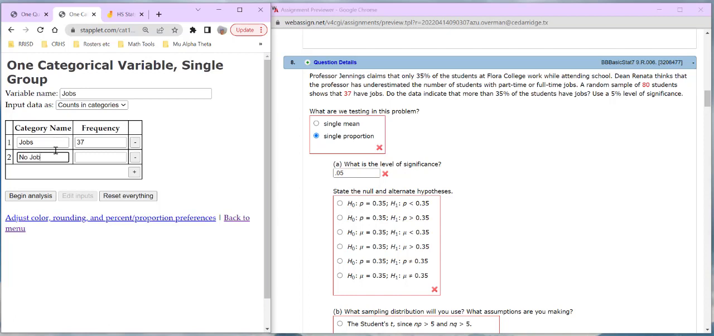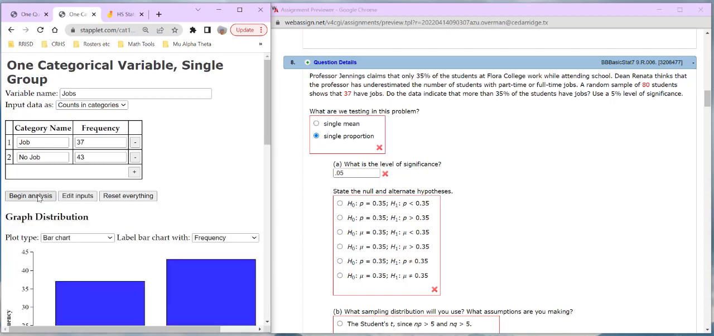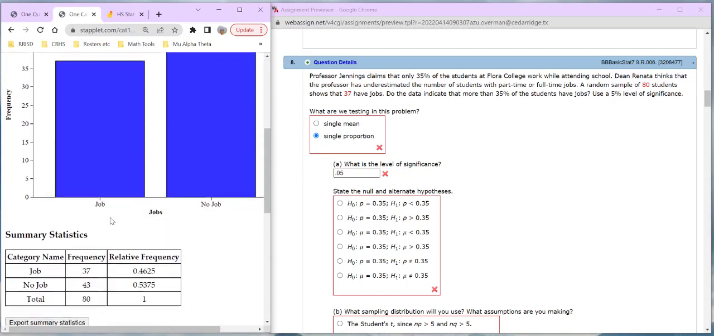So how do I figure out the last part? Well, my total is 80. I take away the 37, so that's going to give me 43. You can't, sadly, type in the subtraction like that. You have to do it on the side. So you hit Begin Analysis, and then you scroll past the data.